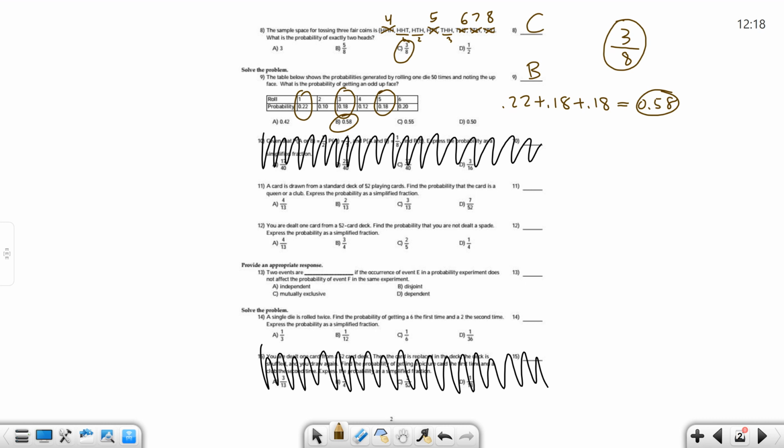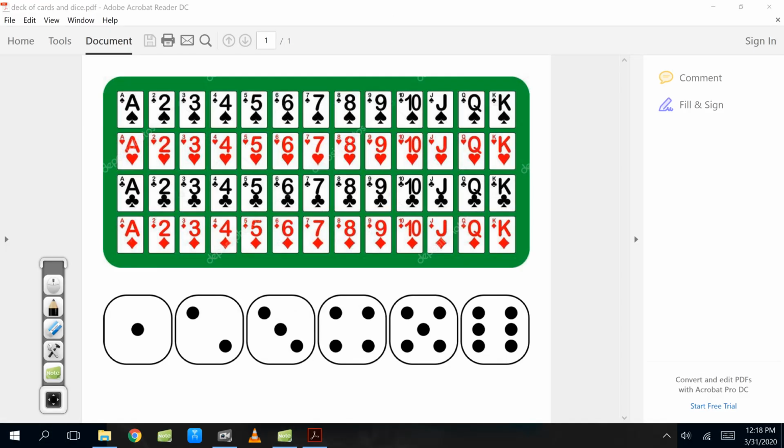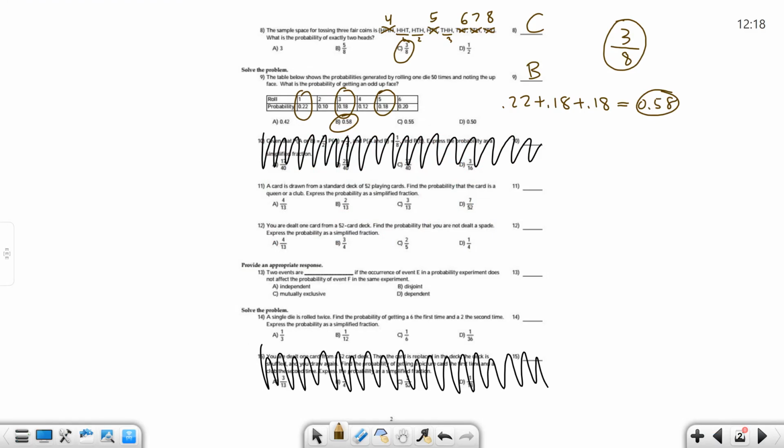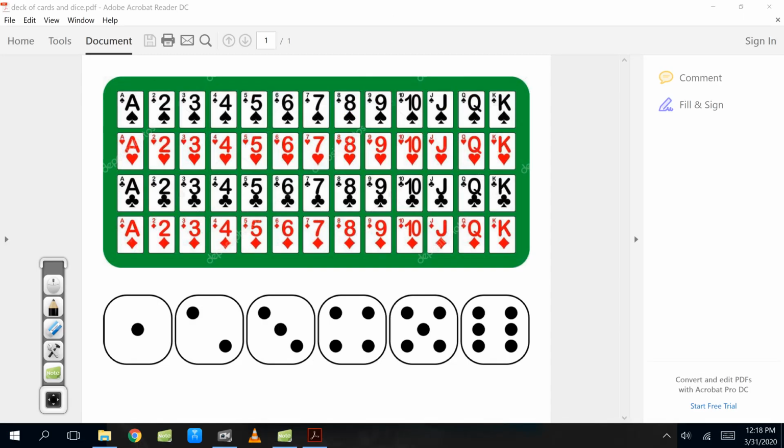A card is drawn from a standard deck of 52 playing cards. Find the probability that the card is a queen or a club. Okay, so here, a queen or a club. Let's look at my cards here. Queens are in the second column from the right. There's 4 queens. And then it says or what? Queen or a club. A club.